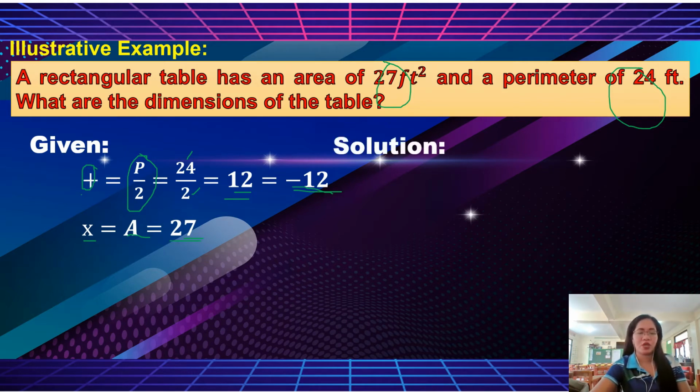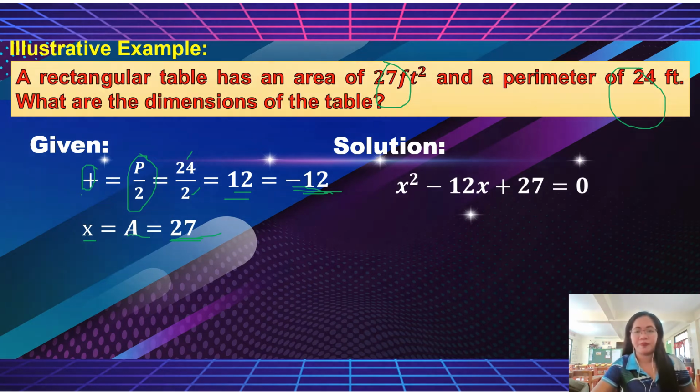For our solution, we automatically write x squared. Then negative 12 will be the value of our b, the value of our linear term. That will be negative 12x. Then 27 will be our constant term, equals 0. Next.